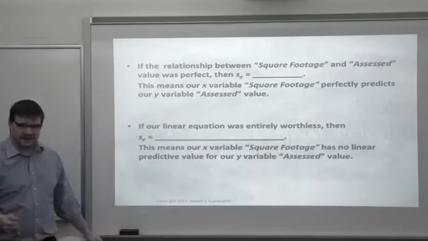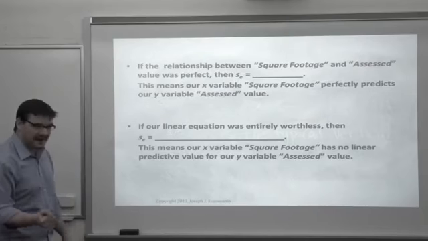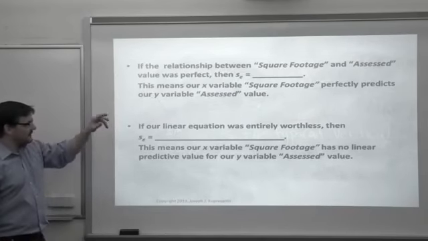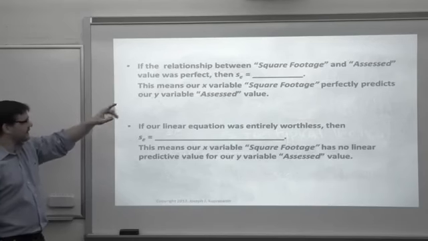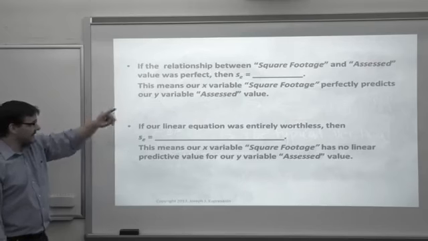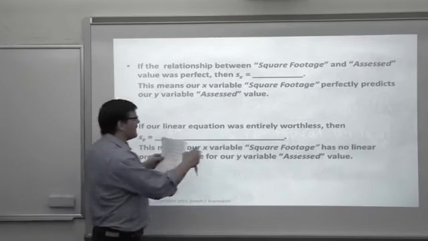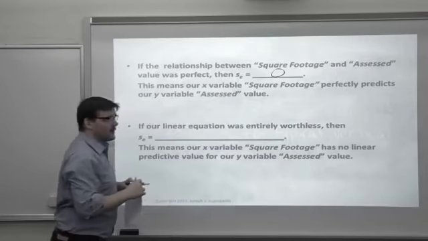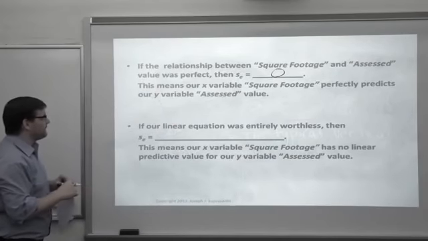Hang with me, students. This is tricky to teach as well as tricky to understand, so we're all in the same boat together. If the relationship between square footage, which was x, and assessed value, which was y, was perfect, then S sub E would be 0. If the relationship was perfect, it would be 0. All the points would be exactly on the line.